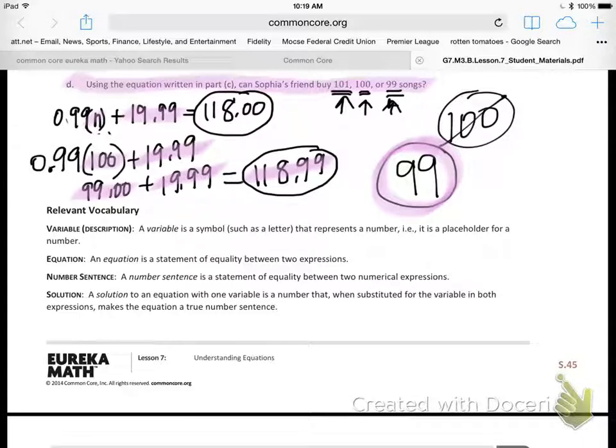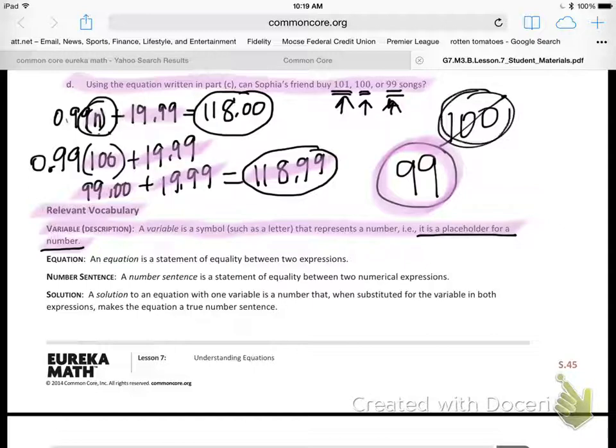Okay, here's a few more pieces of relevant vocabulary. And again, we've been hearing many of these over and over again. The first one they want to talk about here is this variable. A variable is a symbol, so just a letter, that represents a number, i.e., a placeholder for a number. In this case we had n as our variable, and it was used as a placeholder for any number. So it stands for a number, and in this case we tested a few numbers.